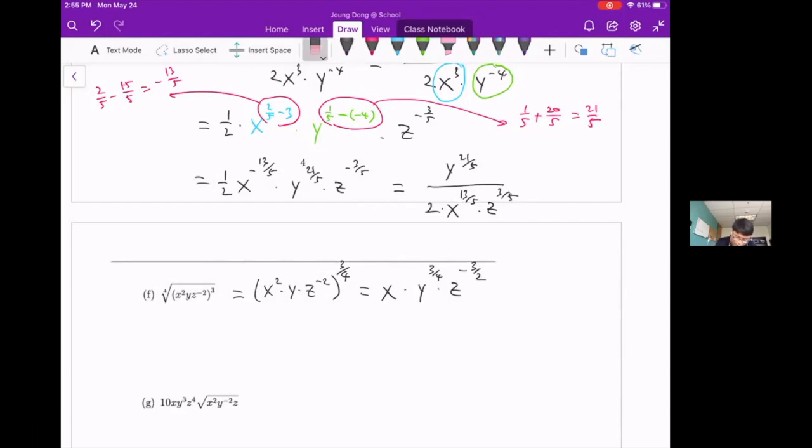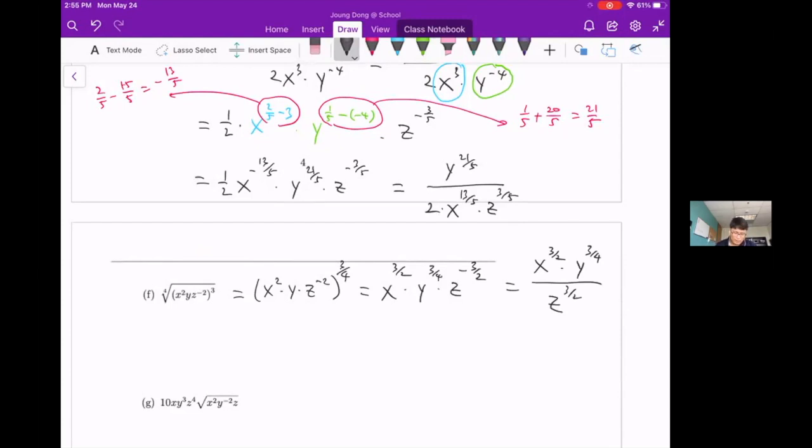Can you read this one? I think that's bad writing, okay? And then we have negative power for z term. Then we're going to put that as denominator, okay? It is equal to x to the 3/2 y 3/4 over z 3/2. That's it, right?